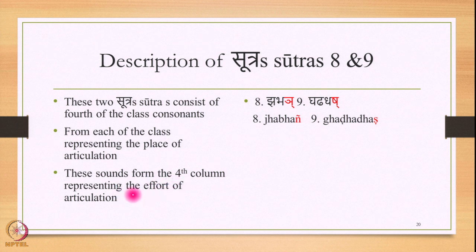of these sounds. This effort of articulation will be made clear when we study the process of speech production. Right now we observe that these two sutras consist of consonants which are part of the fourth column in the traditional sound inventory.